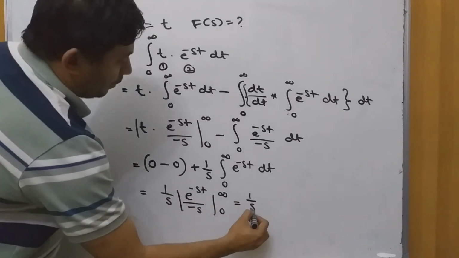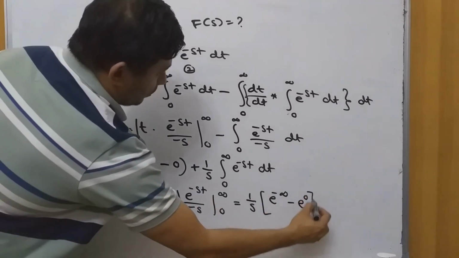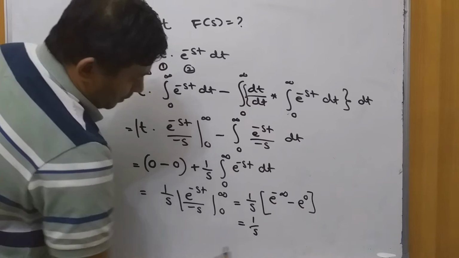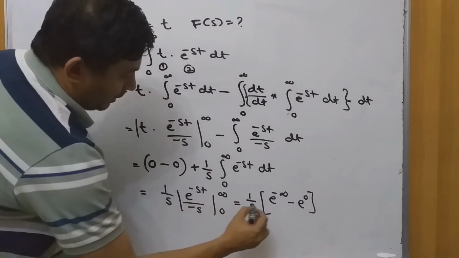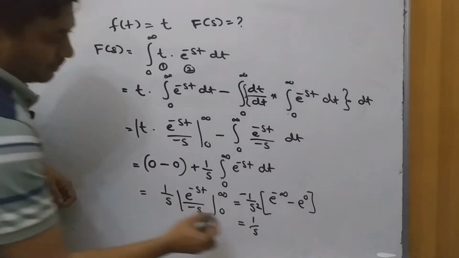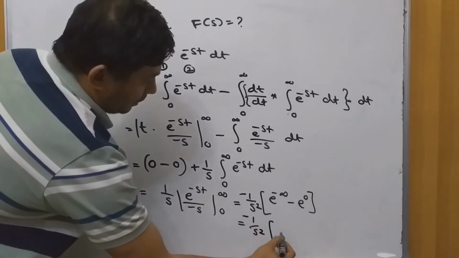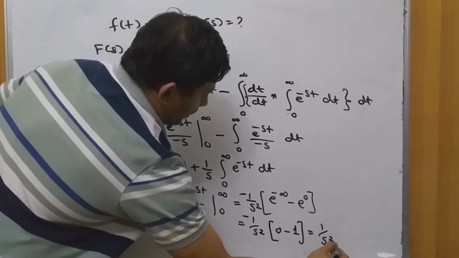That will give you 1 by s. We apply the upper limit, e raised to minus infinity minus e raised to 0. This will give you what? 1 by s. Sorry, there is a division by s square. So I am going to take this s square out. It will be minus 1 by s square. This time is 0. This is going to be 1. So the answer is 1 by s square.